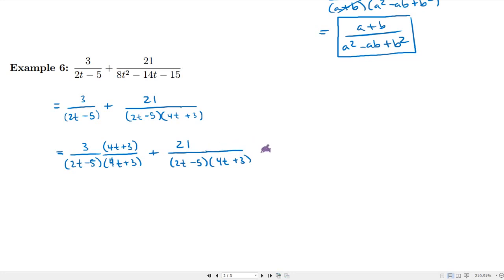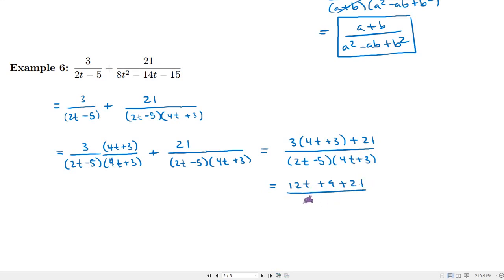And what do we have here? Now this is 3 times 4t plus 3 plus 21, divided by the factored denominator. And then we get 12t plus 9 plus 21 over 2t minus 5 times 4t plus 3. So we get 12t plus 30.